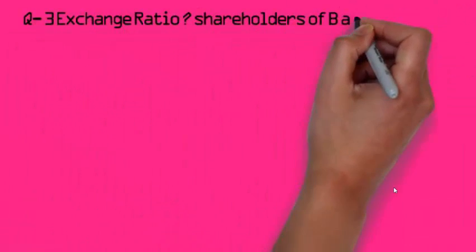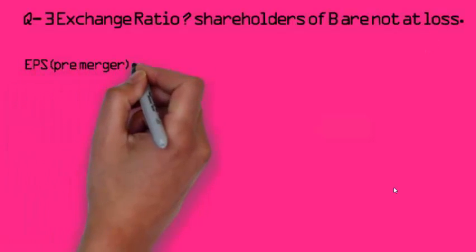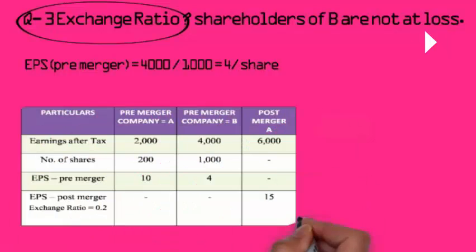Now moving to question third, that is exchange ratio. What should be that exchange ratio such that the shareholders of company B are not at loss? Now what does this question mean? First let's understand. The pre-merger EPS is 4 per share, that is 4000 divided by 1000, that we calculated earlier. Now what should be that exchange ratio so they are not at loss?